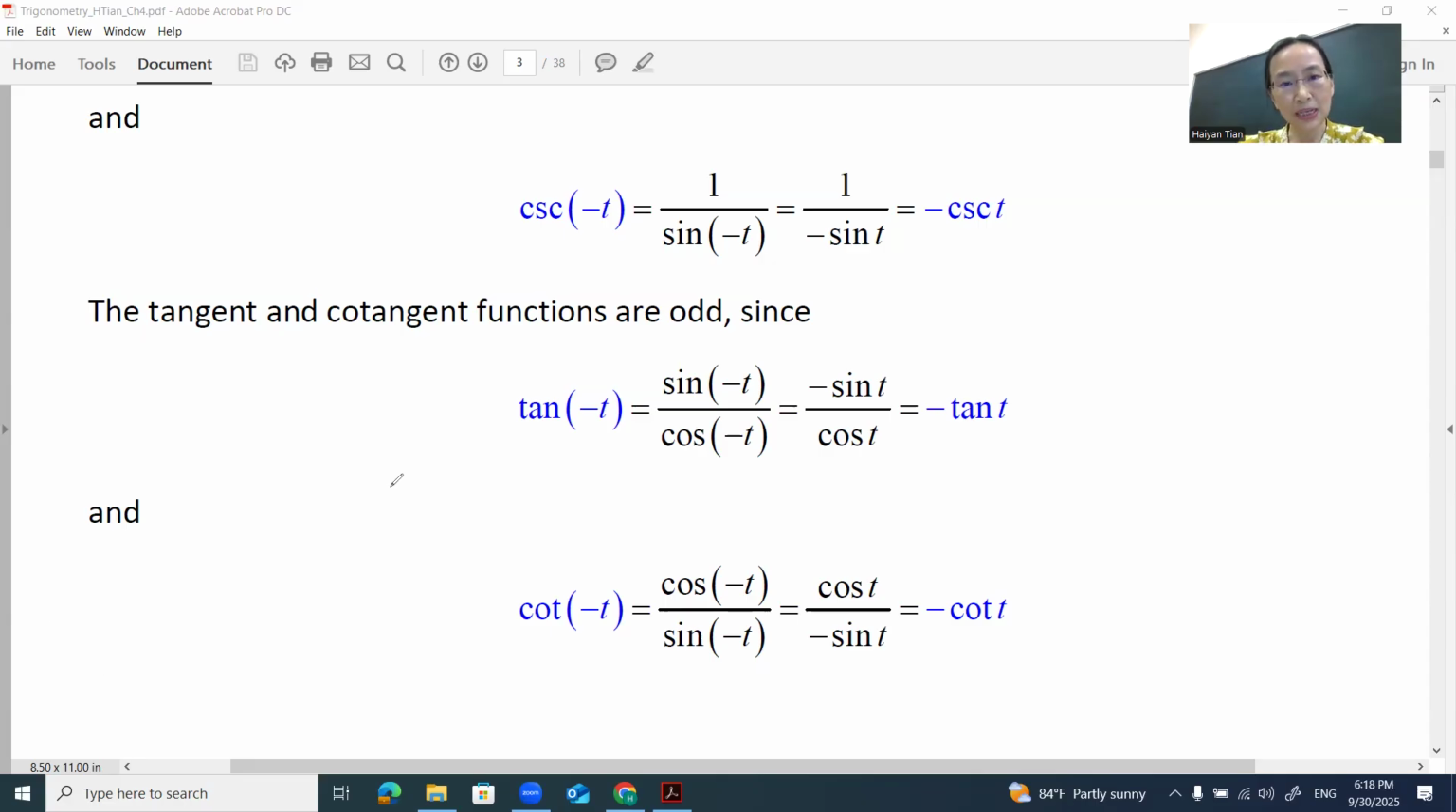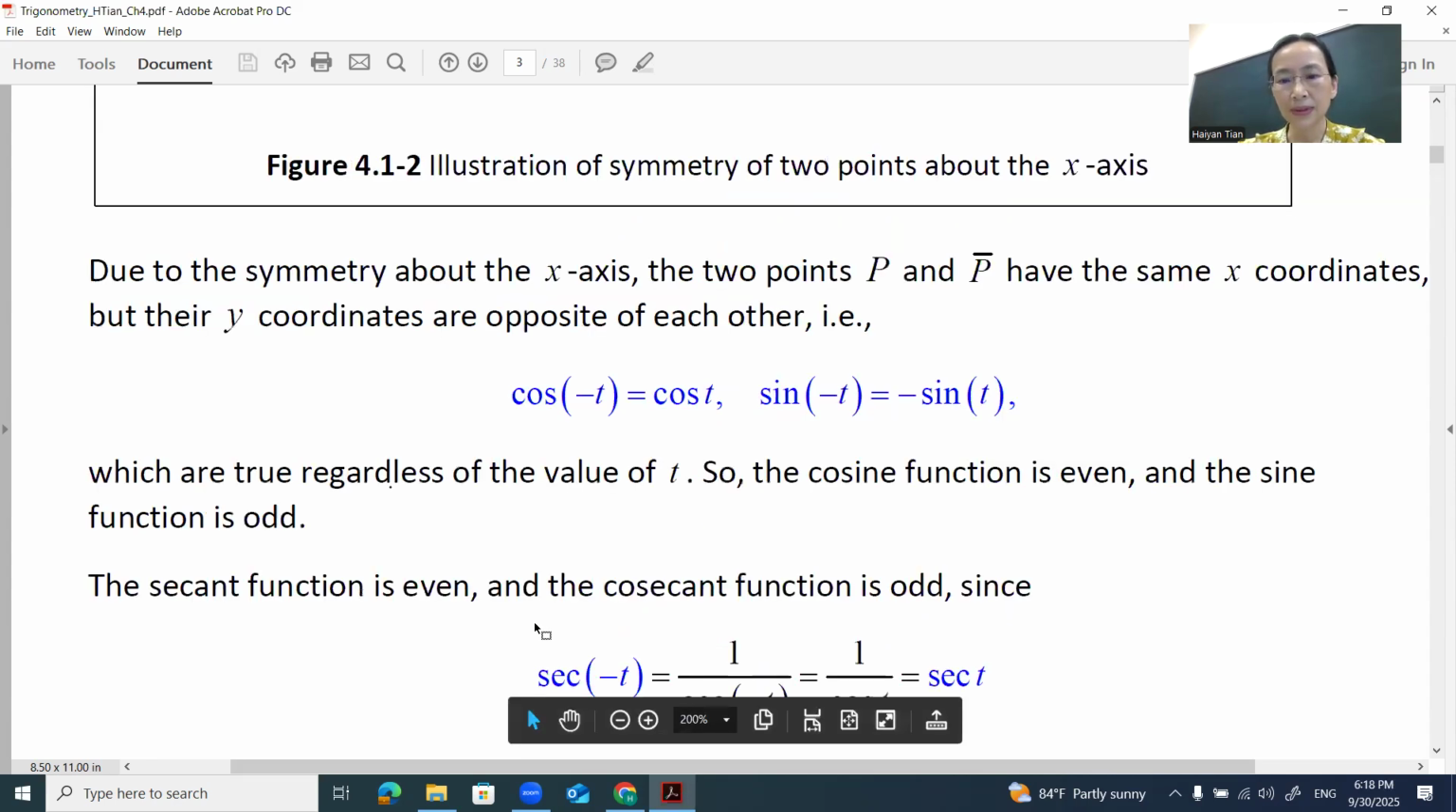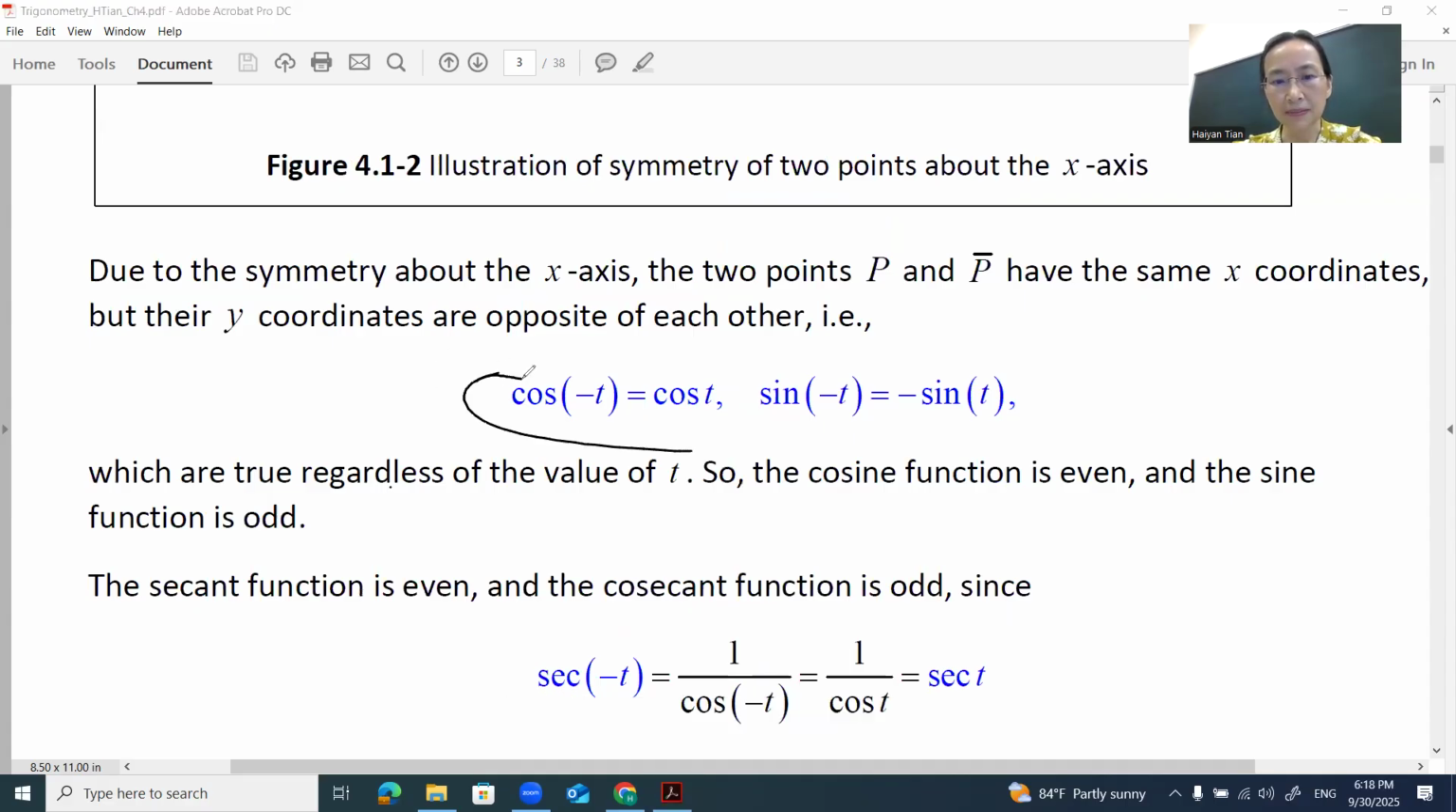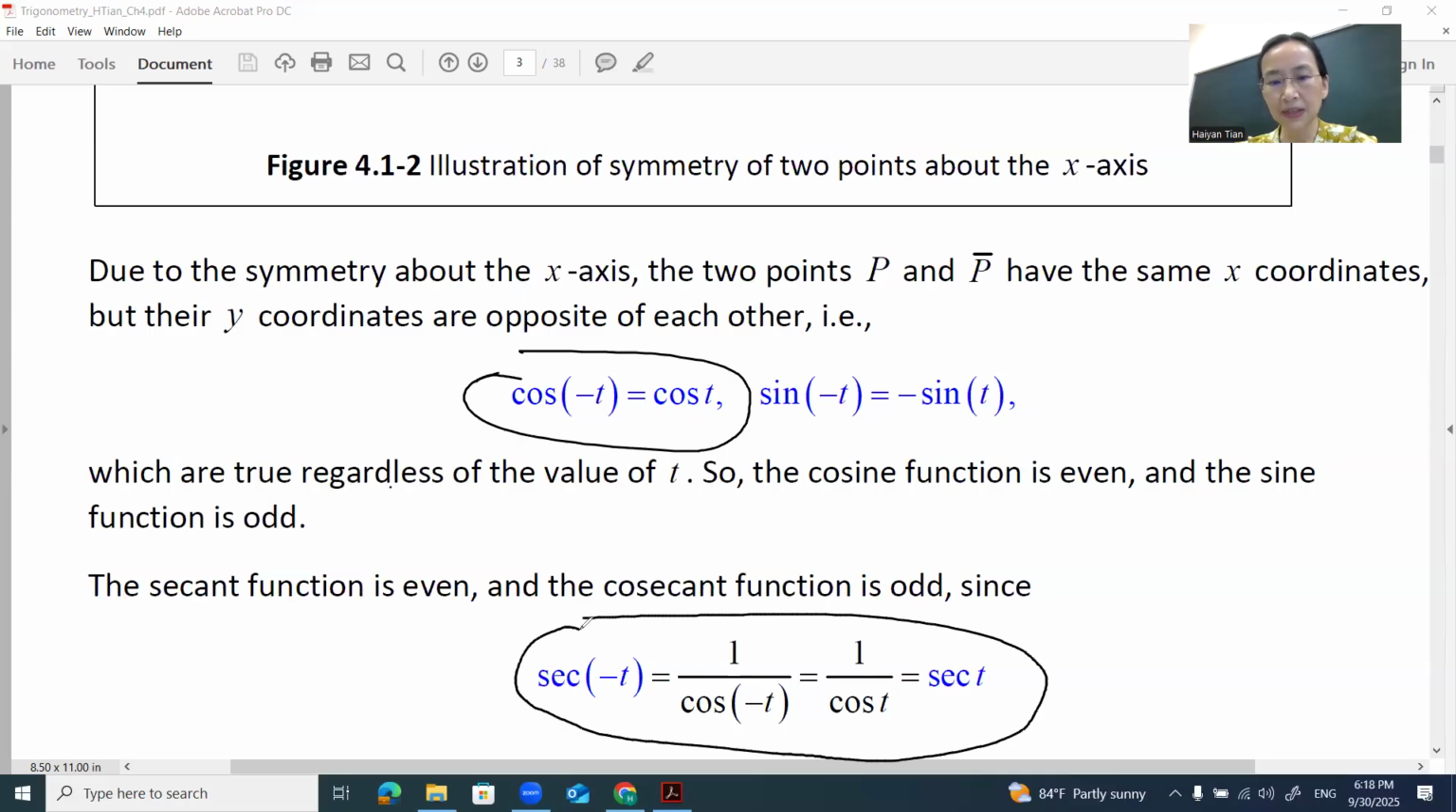So anyway, how many even functions are among the 6 trigonometric functions? Only cosine and secant are even functions. All the rest are odd functions. So the only even functions are cosine and secant. Secant negative t is secant t, right? So these two are even functions, and the other 4 trigonometric functions are odd functions.